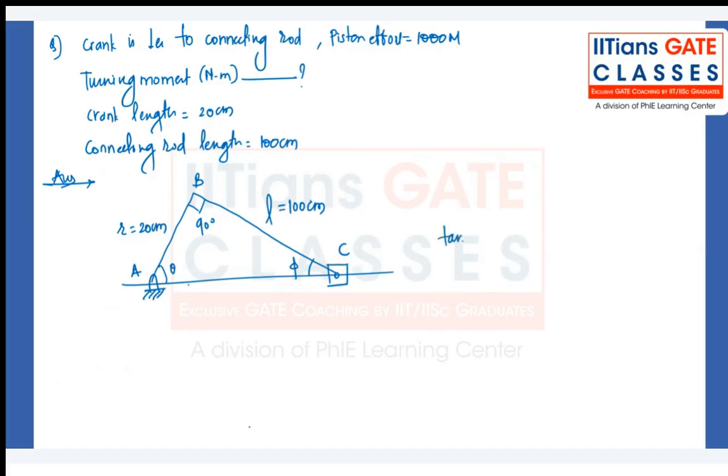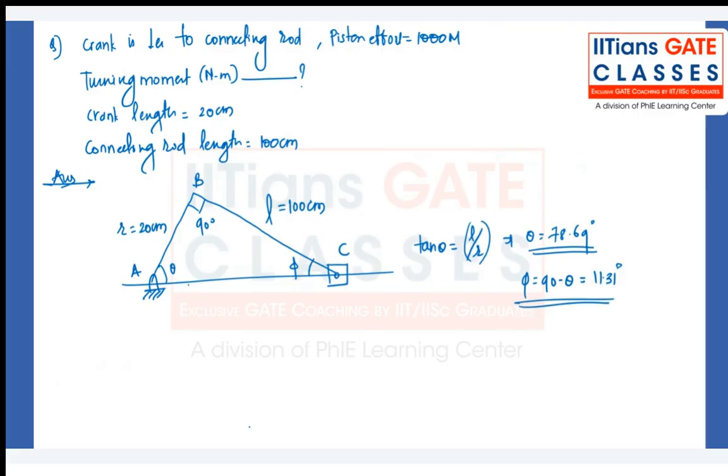Tan theta is equal to L by R, right? So theta is equal to tan inverse of L by R, perpendicular divided by base. If we calculate theta, you'll get 78.69 degrees. From that you can also get phi, 90 minus theta, which is 11.31 degrees.